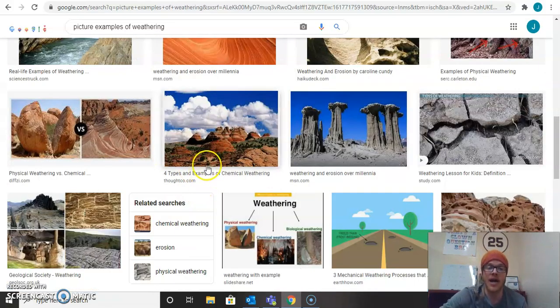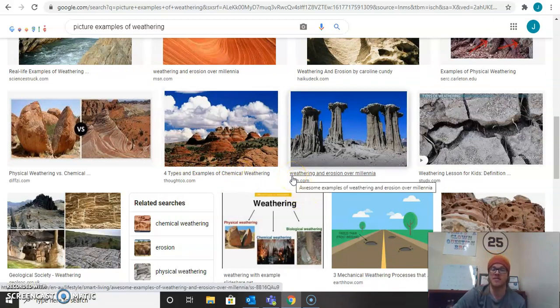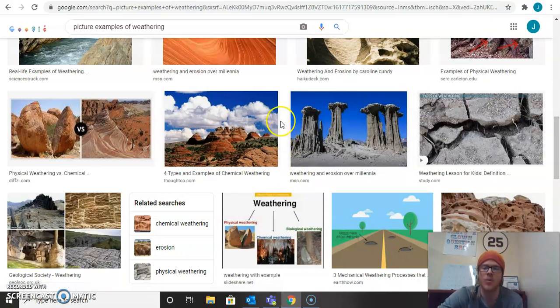So for your IB assessment on Friday, it's how does weathering, how do the geoscience processes affect or change the face of the earth? Well, weathering gives us all these awesome, cool structures, right? These rocks get broken down, they get smoothed over, and we get these cool things.